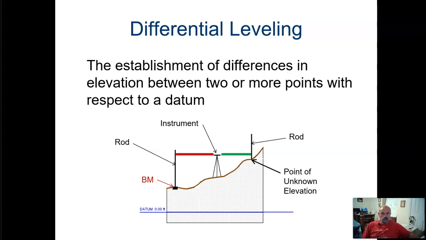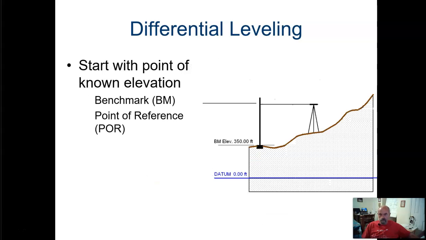Differential leveling. If you start with a point of known elevation, such as a benchmark, you can determine the elevation of another point using differential readings. You start with the point of the known elevation as a benchmark.